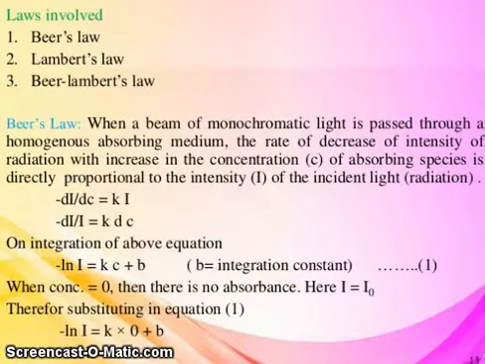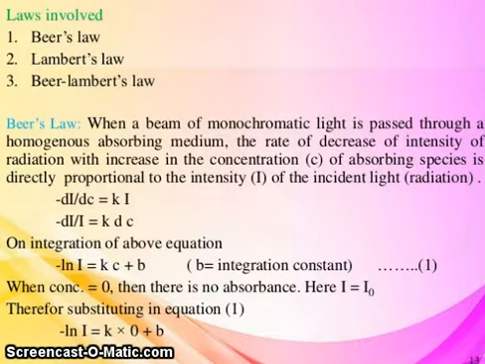So, the laws involved: Beer's law, Lambert's law, Beer-Lambert's law. Beer's law: when a beam of monochromatic light is passed through a homogeneous absorbing medium, the rate of decrease of intensity of radiation with increase in the concentration of absorbing species is directly proportional to the intensity of the incident light, dI by dc equals kI, that is, minus dI by I equals k dc. On integration of the above equation, minus ln I is equal to kc plus b, where b is the integration constant.